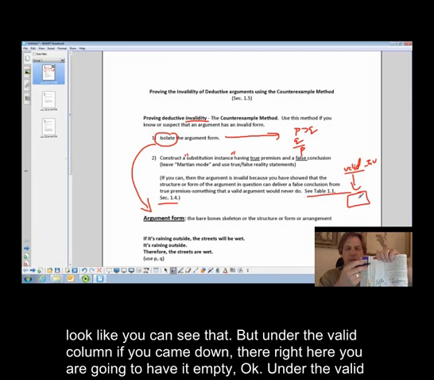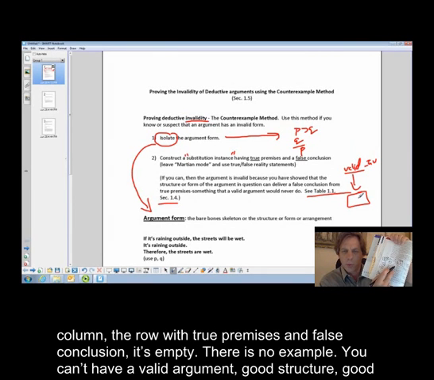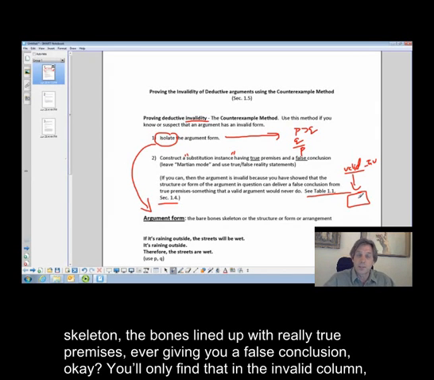But under the valid column, if you came down, let me raise that, right here, you're going to have it empty. Under the valid column, the row with true premises and false conclusion, it's empty. There is no example. You can't have a valid argument, good structure, good skeleton, the bones lined up with really true premises, ever giving you a false conclusion. You'll only find that in the invalid column.